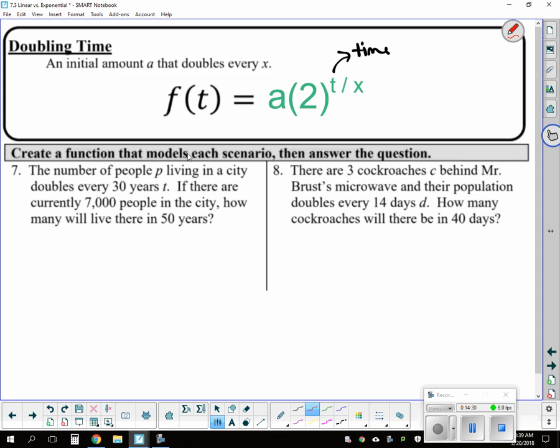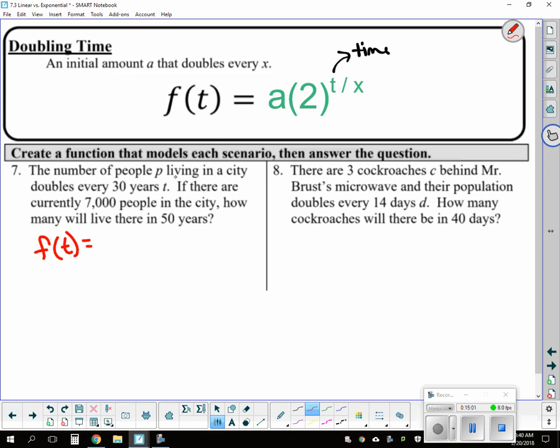Create a function that models each scenario, then answer. The number of people p living in a city doubles every 30 years t. If there are currently 7,000 people in the city, how many will live there in 50 years? So f of t is what we're looking for. We're looking for how many people will live there in 50 years. Now let me do it in 2 steps. I'm getting ahead of myself there. Let's plug in the base stuff before we answer the question.